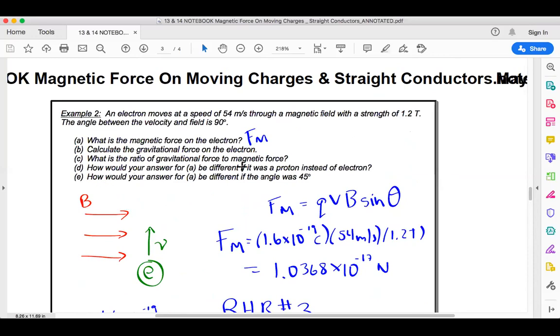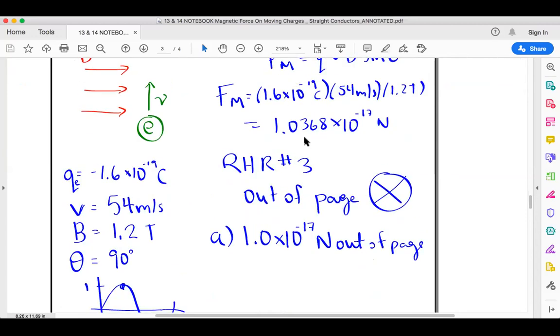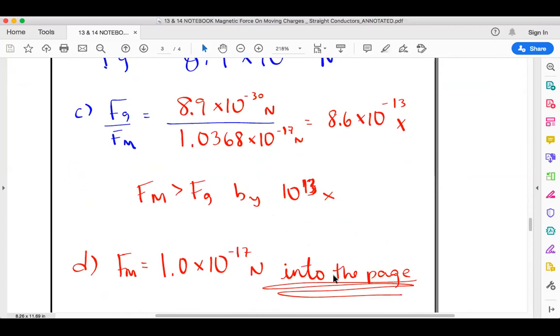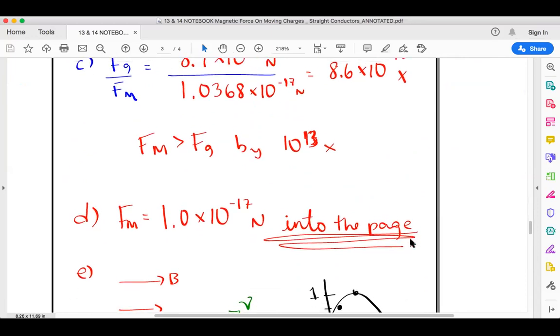How would your answer for A be different if it was a proton instead of an electron? It would be the exact same magnitude, but it would be into the page. So into the page. And then is there a part D?